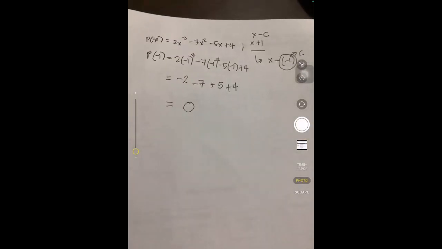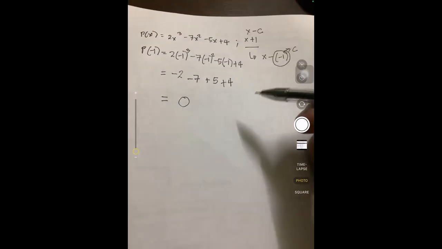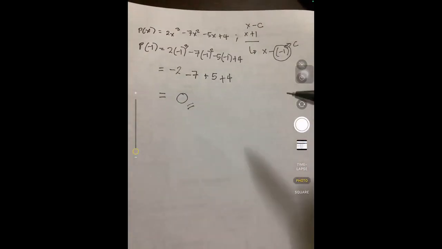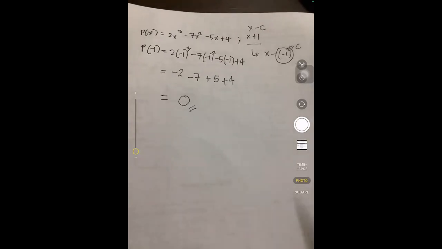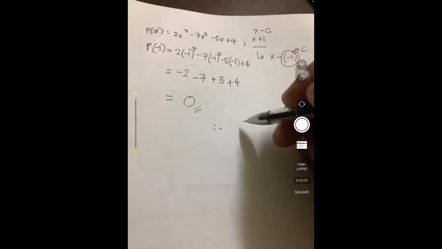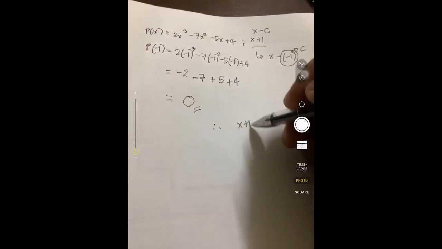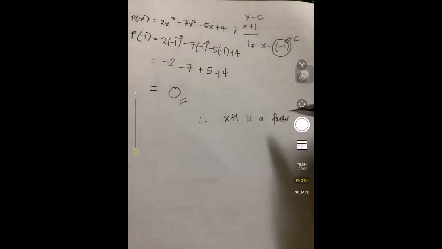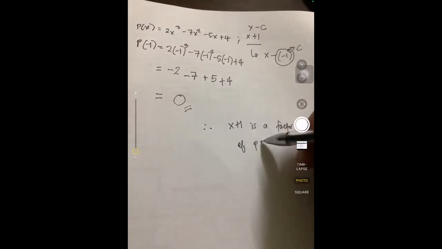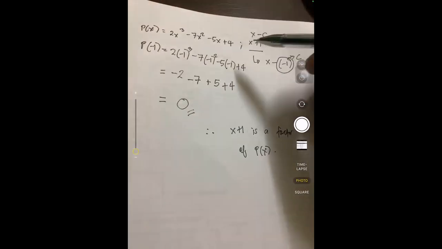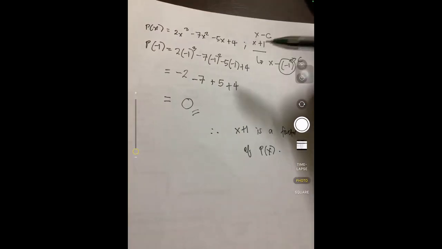So therefore, using the remainder theorem, the remainder is actually 0. So by factor theorem, since the remainder is 0, we can say that x plus 1 is a factor of p of x, which is equal to 2x cubed minus 7x squared minus 5x plus 4.